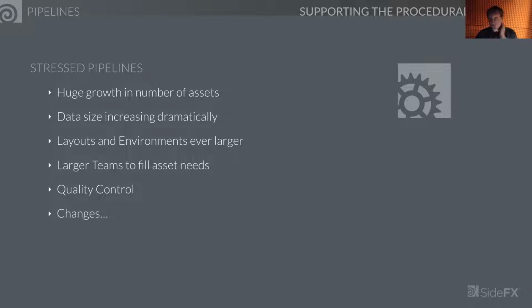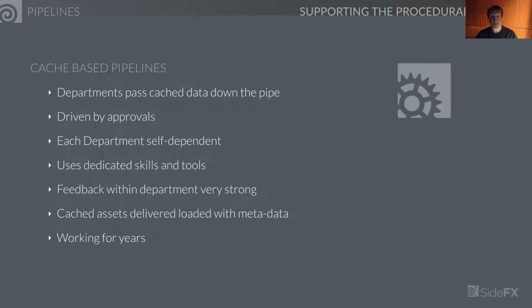And we also see huge data size requirements growing dramatically. Layouts and environments are heavily stressed. That goes for all departments, and larger teams are required to fill all these asset needs. Quality control is very, very challenging in current pipelines. And many times, changes will push deadlines and require a lot of rework.